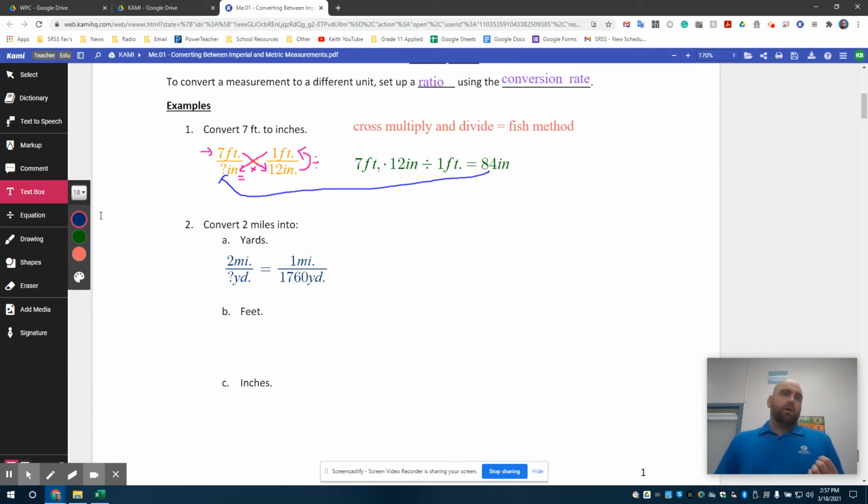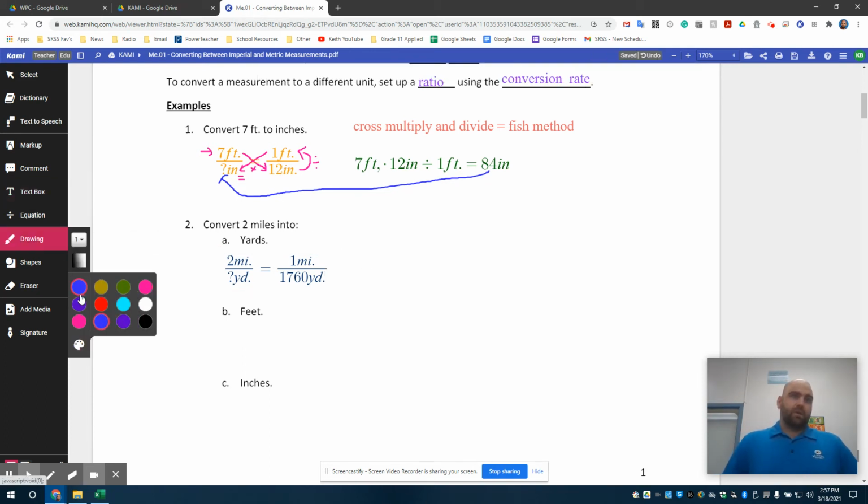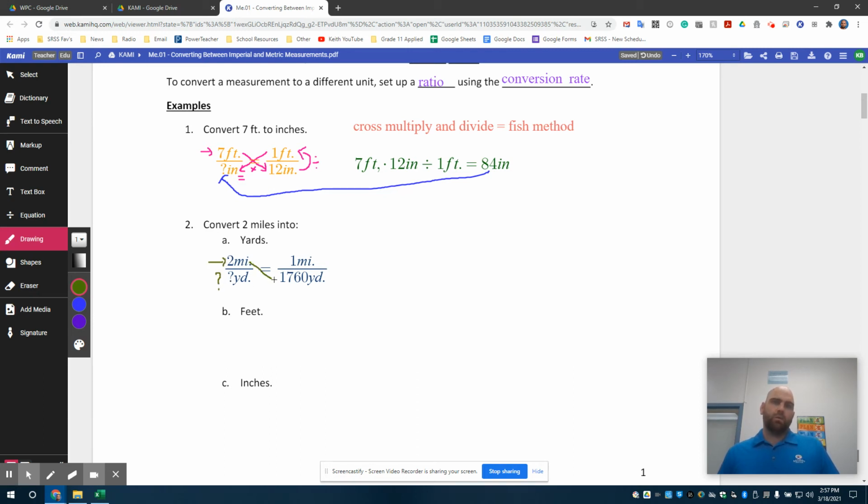Okay, so that's what we start with. Now let's do a different color here. Let's do cross multiply and divide. So again, here's our unknown, so we're starting on top. We multiply across, we divide by 1, and then that is going to equal our value here.